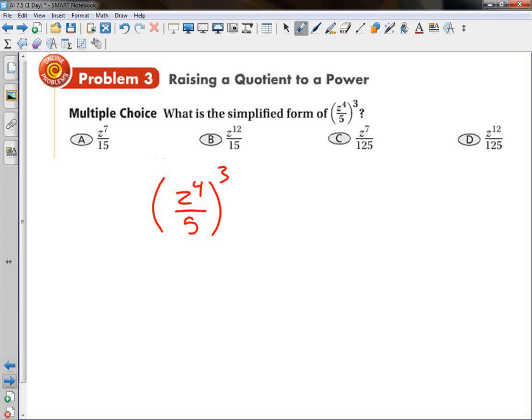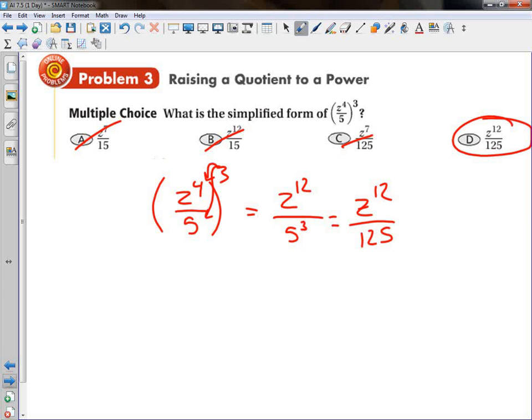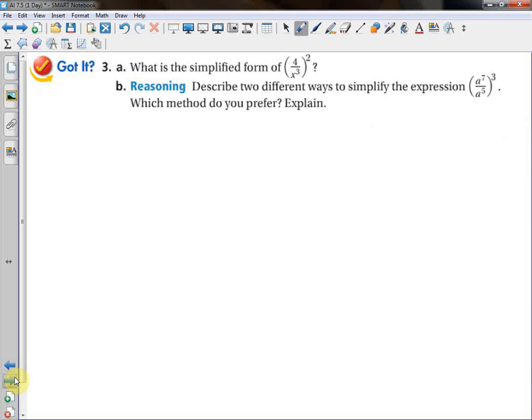The so-called distributive property says 3 to the fourth. Well, when I raise a power to a power, I multiply. So it gives me 12, over 5 to the third power, which is 125. So if I look, it's not that one, it's not that one, it's not that one, it is D. All right. Here's one for you to try.